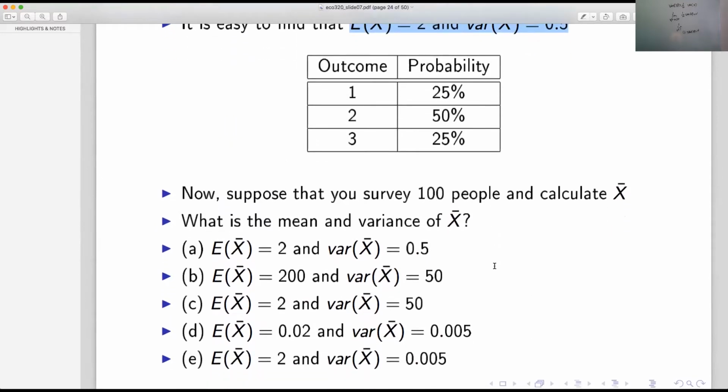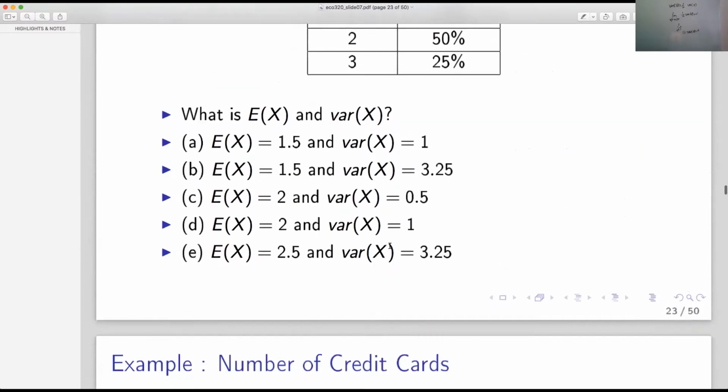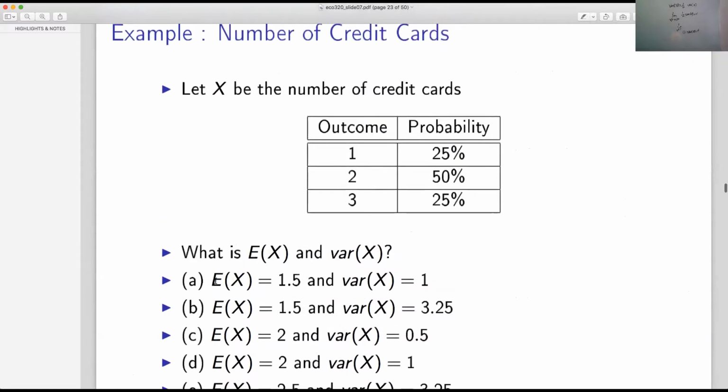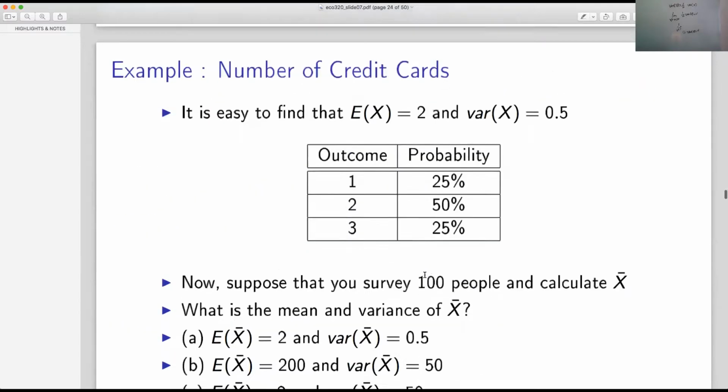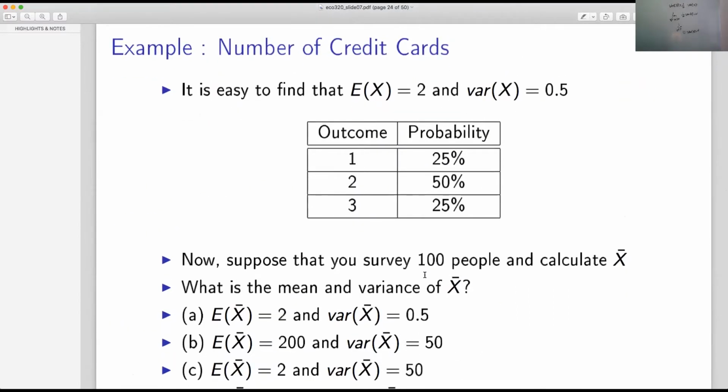Now suppose that you survey. By the way, if you are still confused about this, please go back to slide 3 for expected value and slide 4 for variance. Okay? If you are still confused after going over that, let me know.